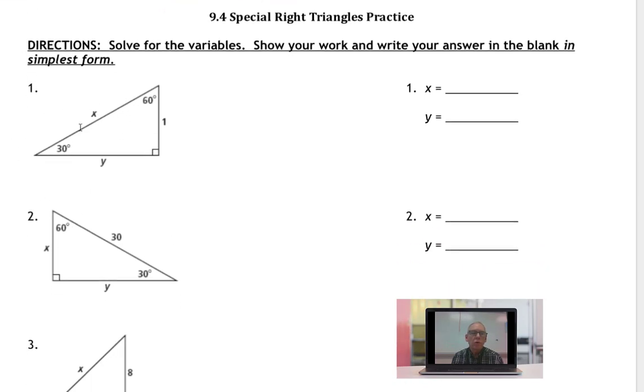So look at number 1. The short side is a 1. 1 times root 3 is going to be the side opposite the 60, and 2 times 1, or 2, is going to be x. So x is 2, y is root 3.